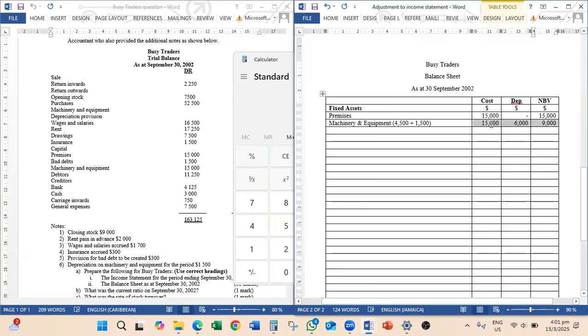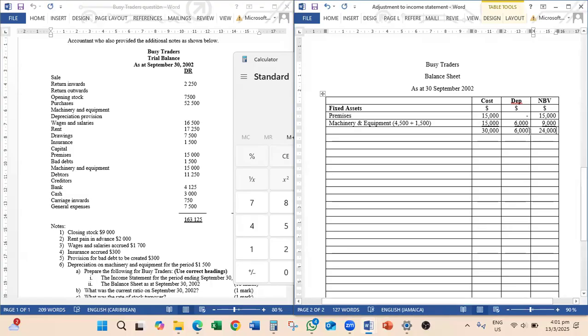All right. There are no more fixed assets, so I'm going to close off. So the cost column would be 30,000. The depreciation column would be 6,000. And the net book value column would be 15 plus 9, which would be 24,000.